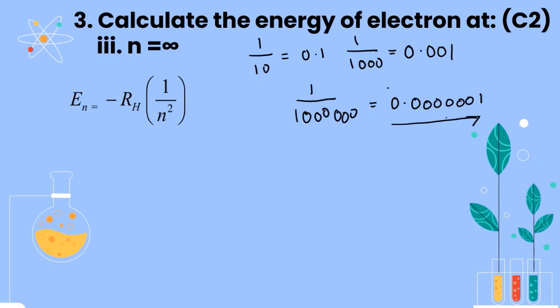So what we can conclude from that is that when you divide 1 over infinity, you get the answer to be 0. Okay, so this concept is what we're going to apply in answering this question.